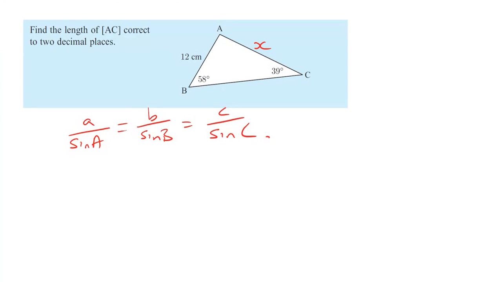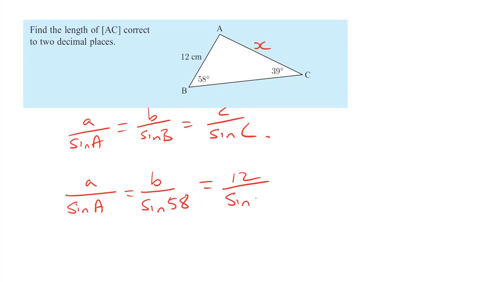So if we have a, b, and c as designated, well, we don't have a and we don't have capital A, although we could possibly find it by taking away 58 and 39 from 180. We don't have lowercase b, but we have 58 as capital B, and we do certainly have lowercase c, which is 12, and we do have sine of 39 for sine C. So this is me swapping information into the sine rule.